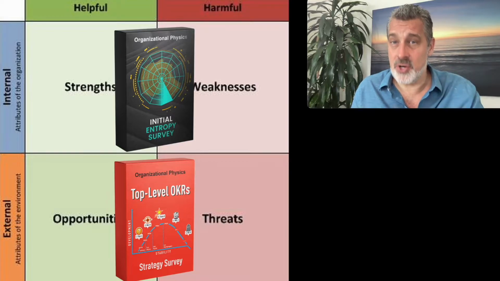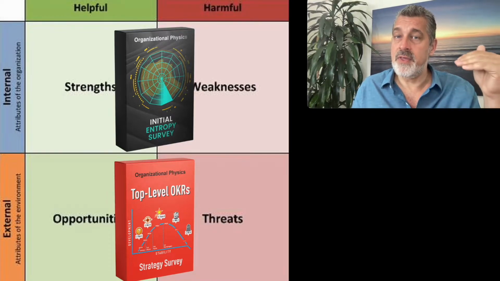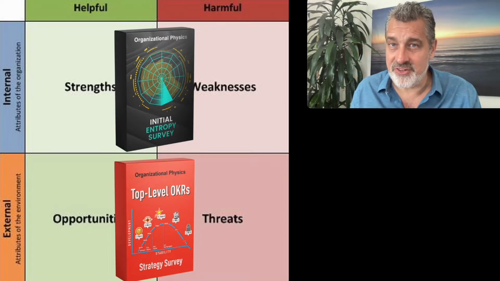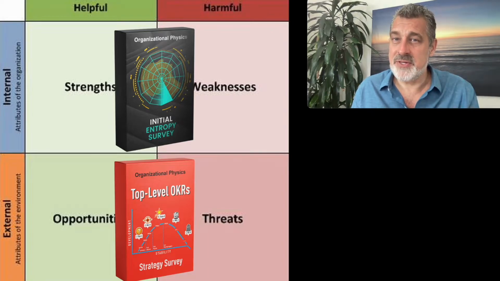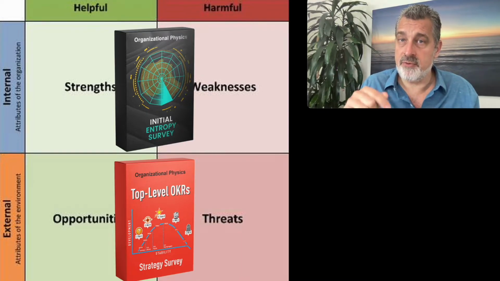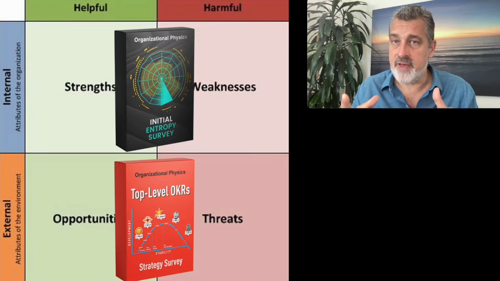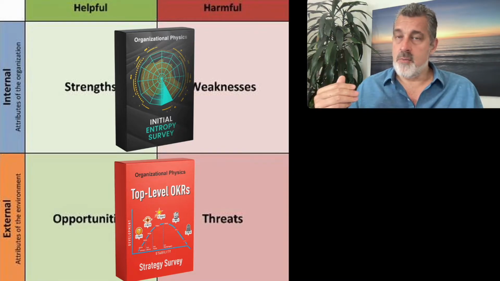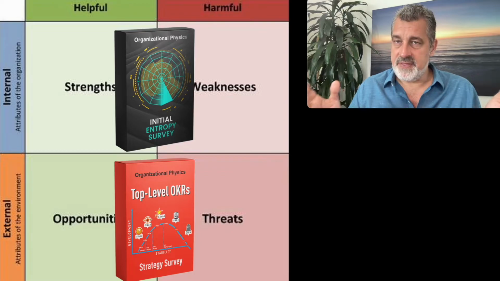These are the external opportunities and threats out there in the environment, and we're going to use a different tool called the organizational physics top-level OKRs strategy survey to assess the opportunities and threats. Now, this tool works very similarly to the entropy survey, where first you register below for a free test drive. You're going to create a survey and send that top-level OKR strategy survey to your leadership group. About a dozen people is ideal. You can do more, you can do less than that, but that's about the ideal number.